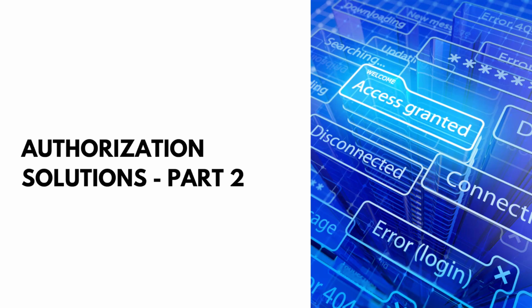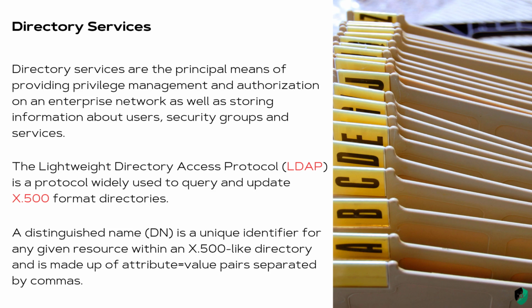Let's now move on to authorization solutions part 2. Now here we're going to talk about directory services, and directory services are the principal means of providing privilege management and authorization on an enterprise network, as well as storing information about the users, the security groups, and services as well. Now, there is a particular protocol used here, and that is the Lightweight Directory Access Protocol, the LDAP.